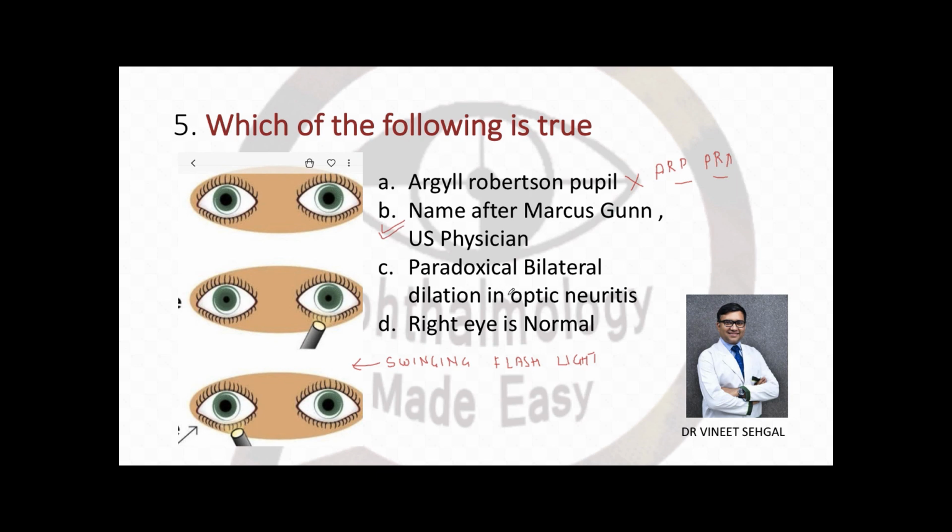Paradoxical bilateral dilation and optic neuritis. This is also wrong because when you show the light to the normal eye, the diseased eye basically instead of having a consensual reflex gets dilated. Okay, so here the right eye gets dilated, and the option D, right eye is normal, that is also wrong because the dilation phenomenon is in the right side, so right eye is abnormal. So here the answer would be named after Marcus Gunn, US physician.